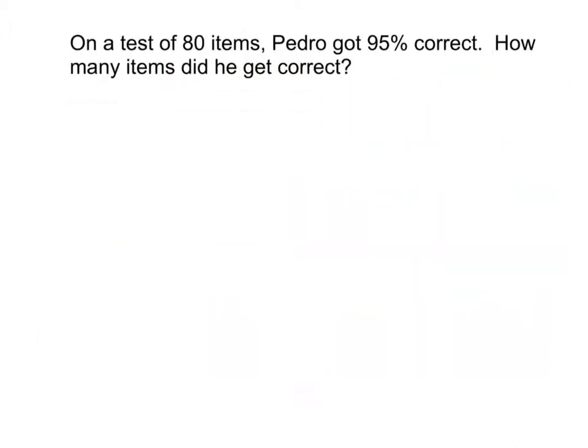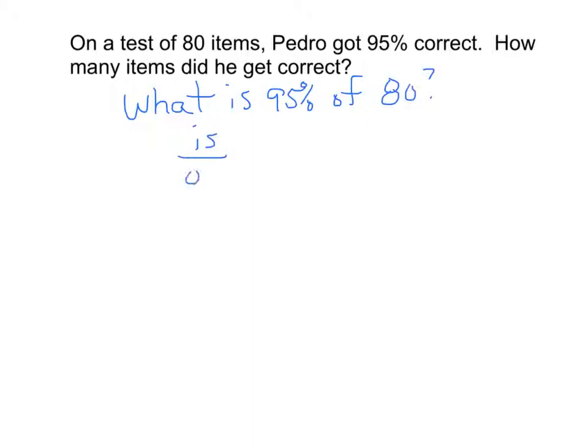What you really need to be able to do in this course is to solve applied problems dealing with percent. So I'm going to give you some examples. Here's the first one. On a test of 80 items, Pedro got 95% correct. How many items did he get correct? I would suggest that when you have something like this, the very first thing you do is rewrite the question into an is-of statement. What's really being asked in this particular problem is, what is 95% of 80? Once I have it written in that format, it's easy to use the is over of equals percent over 100 proportion method.